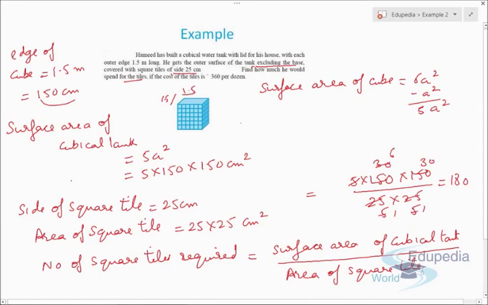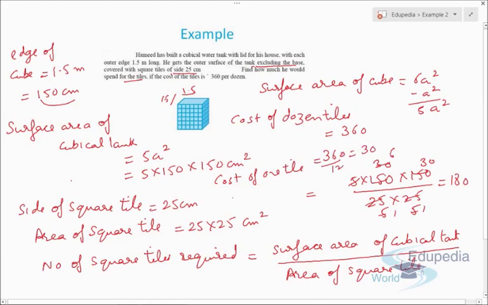Now the cost of a dozen tiles is 360. So this means the cost of one tile will be 360 divided by 12, which is 30. Now the cost of one tile is 30. So we can say that the total cost will be 180 times 30. If we calculate this, it will come out to be 5400, or we can say that it will be rupees 5400.